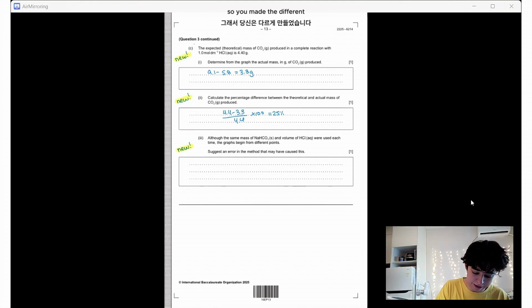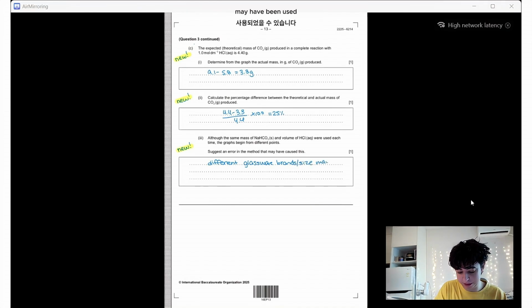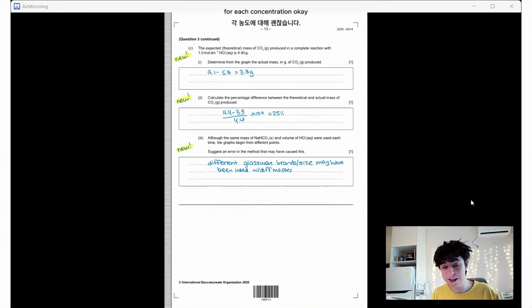So you made the different glassware, brands or size, so you don't need a specific size for this, may have been used with different masses for each concentration. Okay. So that was one of the options.